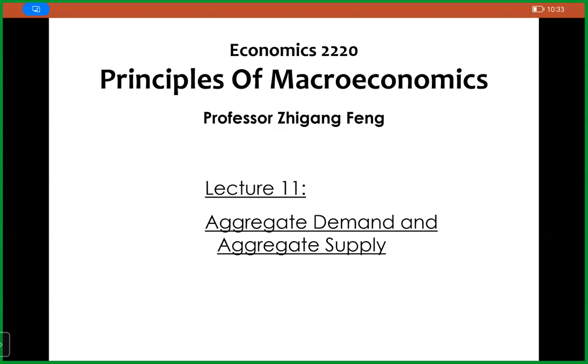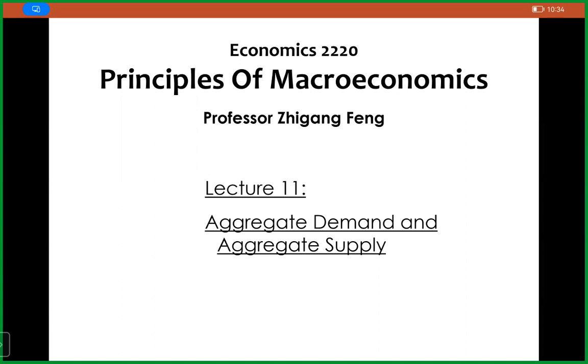So now the main goal in this module is trying to understand what determines GDP, right? So we have spent two lectures to understand the determination of GDP from the demand side, right? So basically what we have done is we just leave the supply side as given and purely focus on the demand side, right? And the demand side is summarized by this equation.